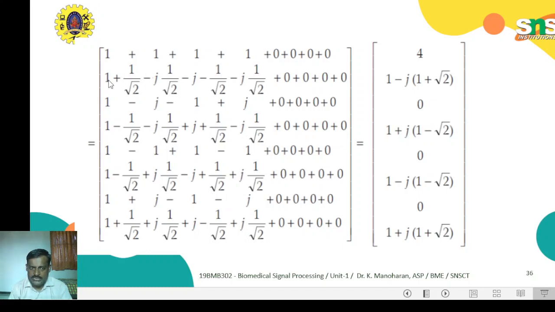We need to add the real part separately and the imaginary part separately to get the final results. So this is the final result for the given input sequence. We can write it as X of k equal to these 8 samples: X of 0, 1, 2, 3, 4, 5, 6 and 7. So this is the output sequence.